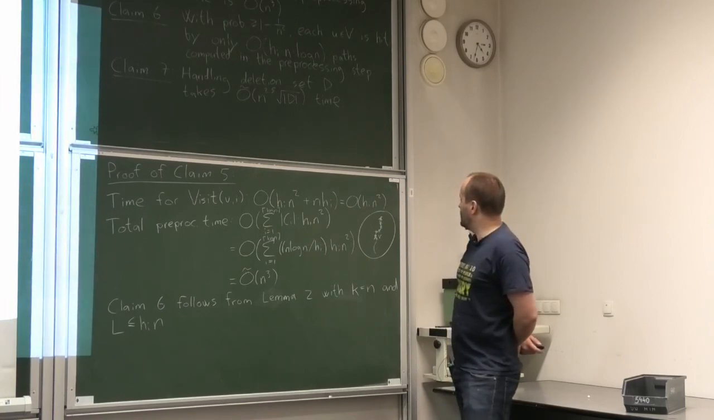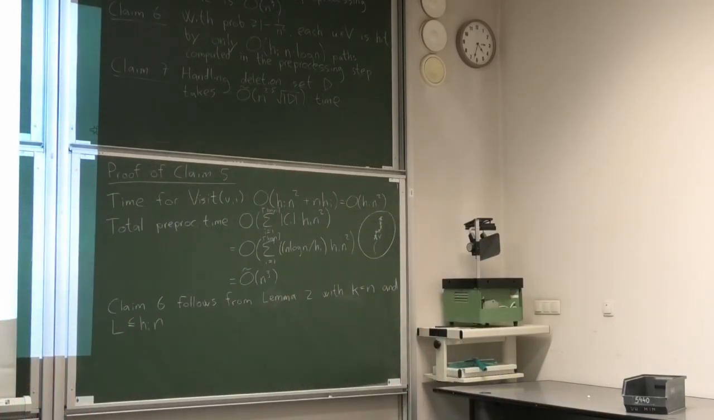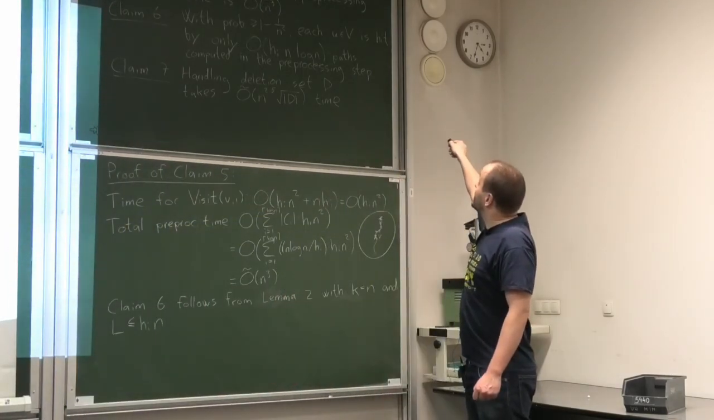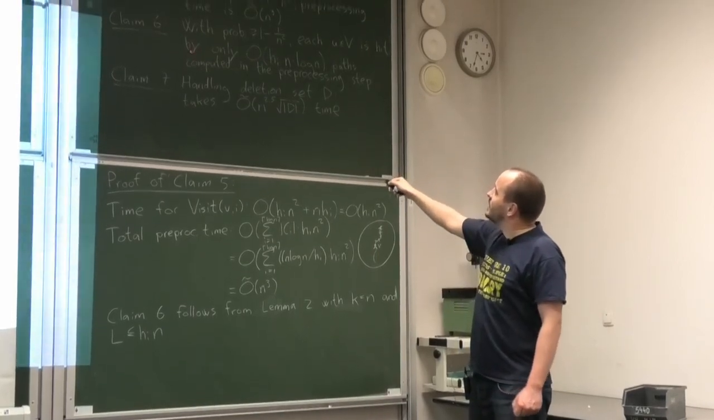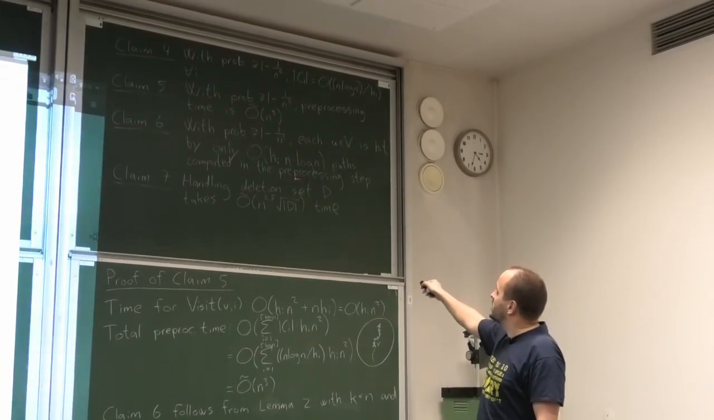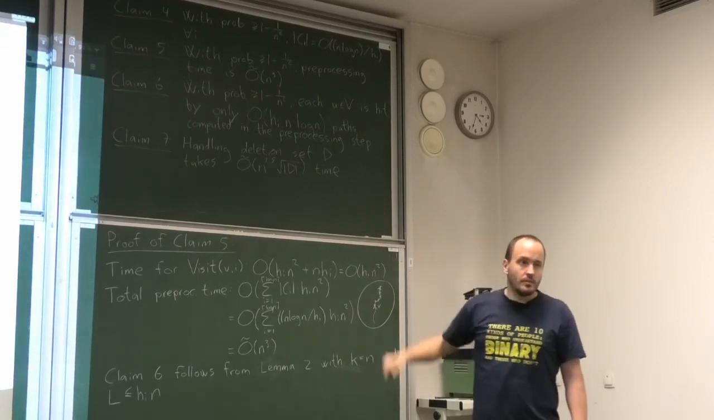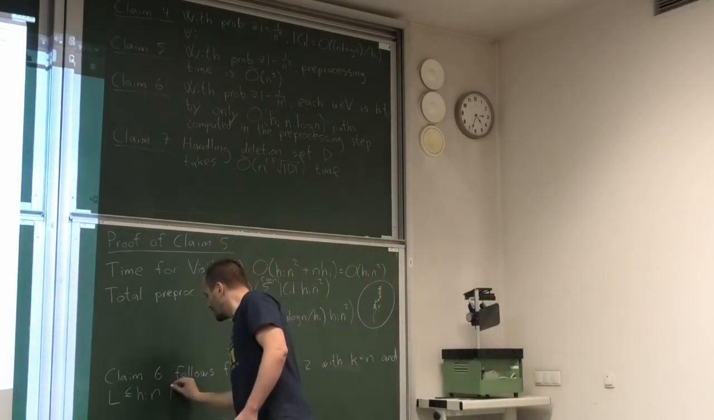I guess you could actually say it holds with absolute certainty. The only uncertain thing is how many times we call visit here. The number of times we call visit is at most 2 times the size of C_i, but we only have with high probability that the size of C_i is this here. But I think even if you do a really crude upper bound, you will still get Claim 6. So I think you could say this with absolute certainty, but let's just formulate it this way because everything else is with high probability. So that was Claim 6.